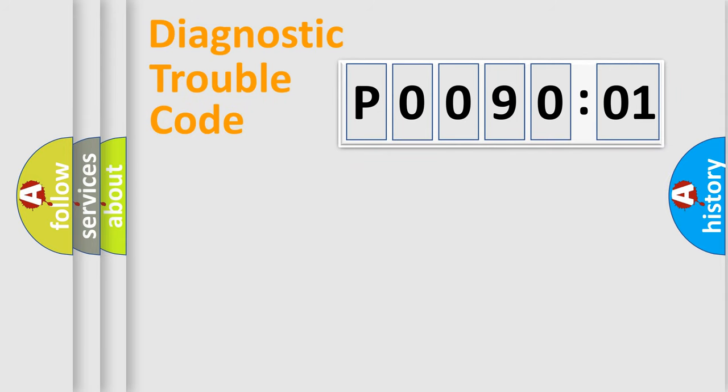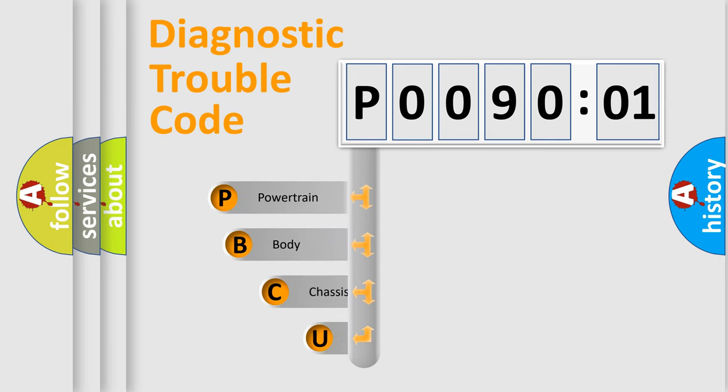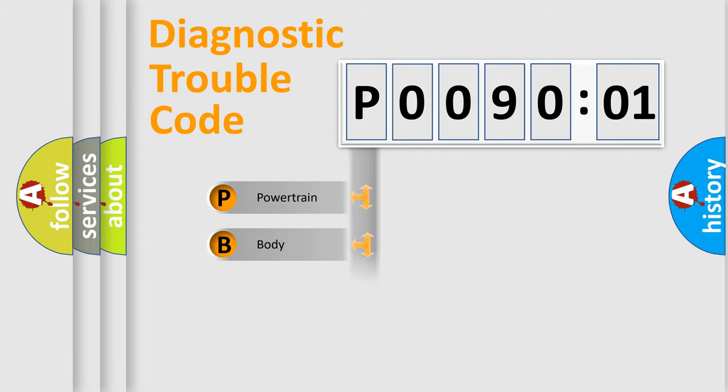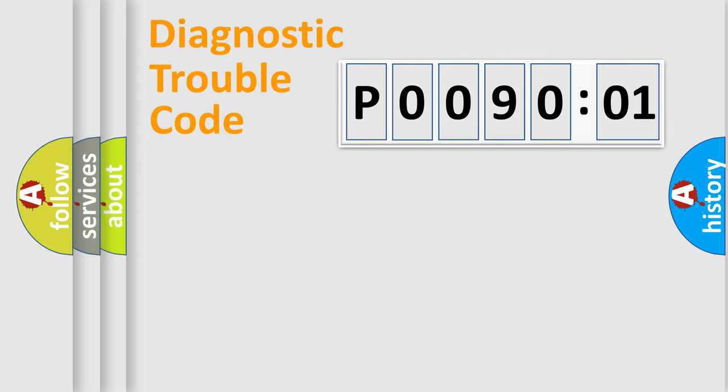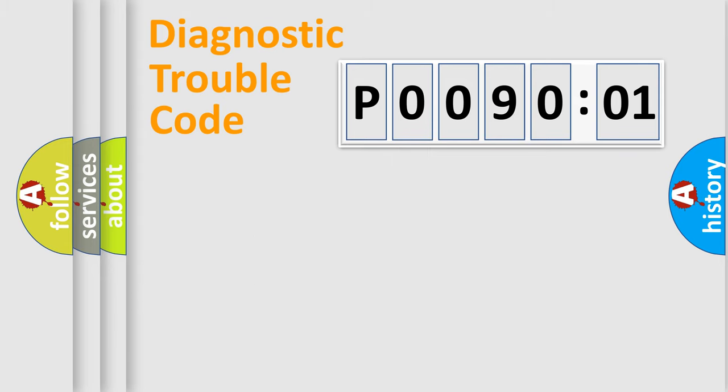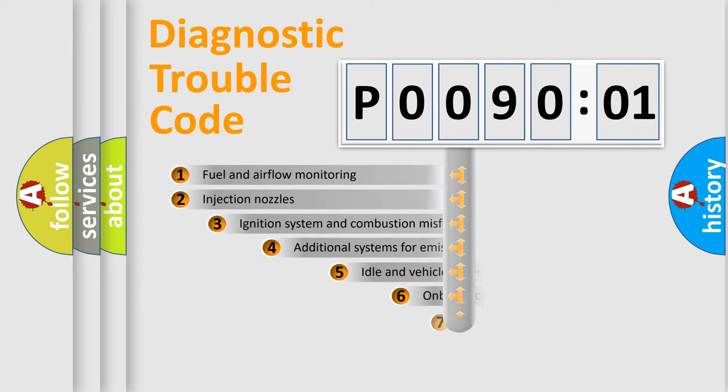Let's do this. First, let's look at the history of diagnostic fault code composition according to the OBD2 protocol, which is unified for all automakers since 2000. We divide the electric system of the automobile into four basic units: powertrain, body, chassis, network. This distribution is defined in the first character of the code. If the second character is zero, it is a standardized error. In the case of numbers 1, 2, 3, it is a car-specific error.